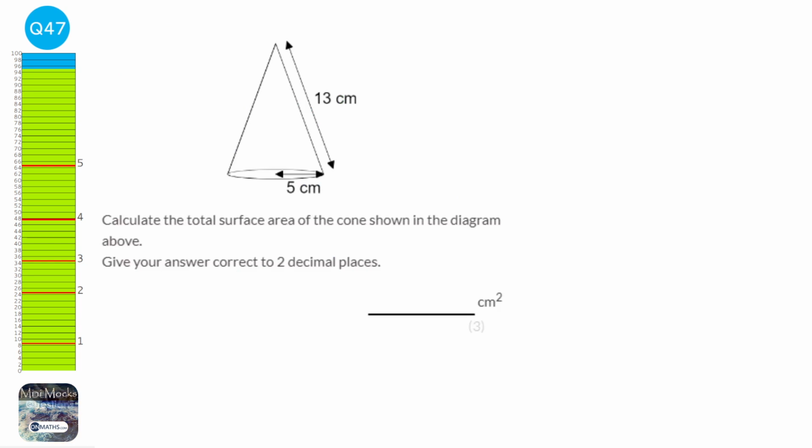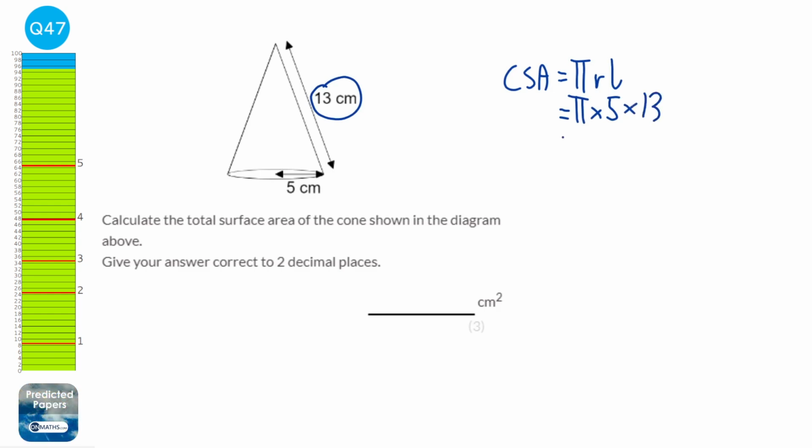To work out the total surface area of the cone, we've got to first of all work out the curved surface area. And the formula for that is pi RL, with L being the slanted length. And this 13 here gives us the slanted length, so it's pi times the radius, which is 5, times 13. And that's going to be 204.203, blah, blah, blah. We'll keep that in our calculator.